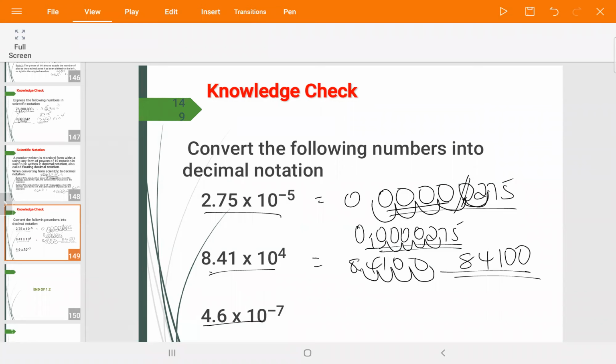ይሄኛውስ? Zero point ከዛ 46፣ 0.0006። ስለዚህ እዚህ ጋር ያለችው ማለት so ከዚህ that's all እሺ do you have any question?